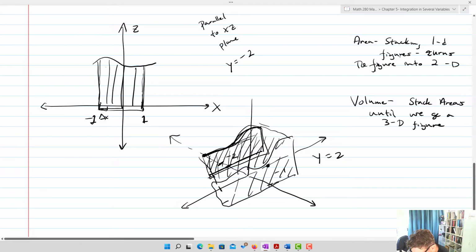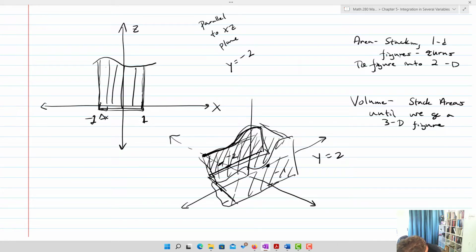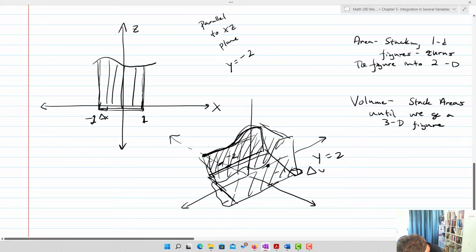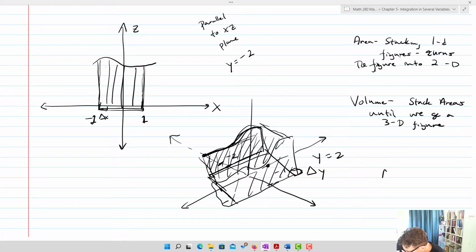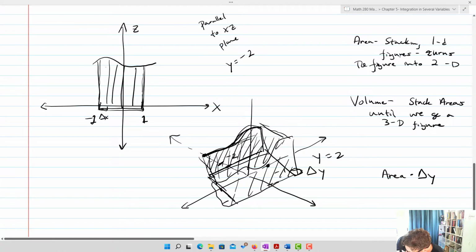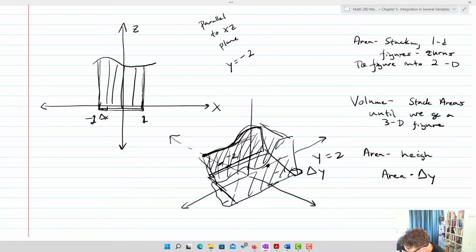What we were doing here is we were multiplying by delta x. What we're going to be doing to get our volumes, actually, if you kind of notice, is we're going to be stacking delta y's. We're going to be multiplying by delta y. So we're basically going to take an area, and then we'll multiply it by delta y. Our area was a height times delta x, and our volume is going to be an area times delta y. That's the basic idea.